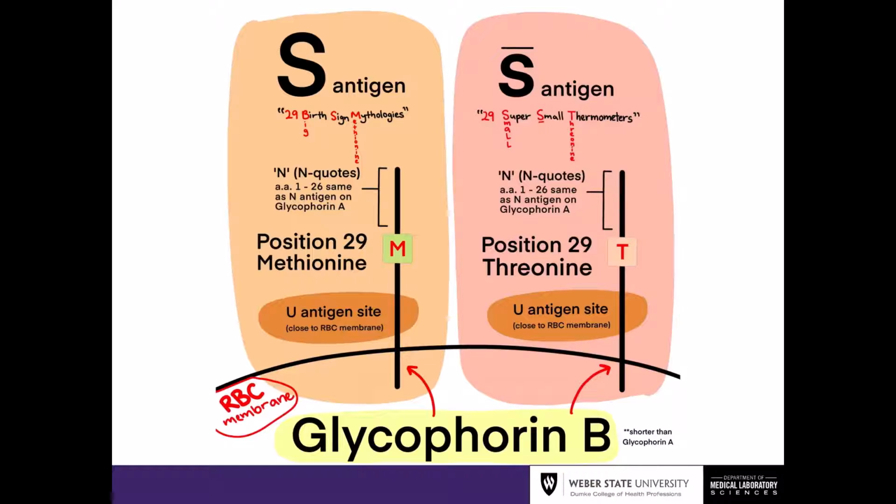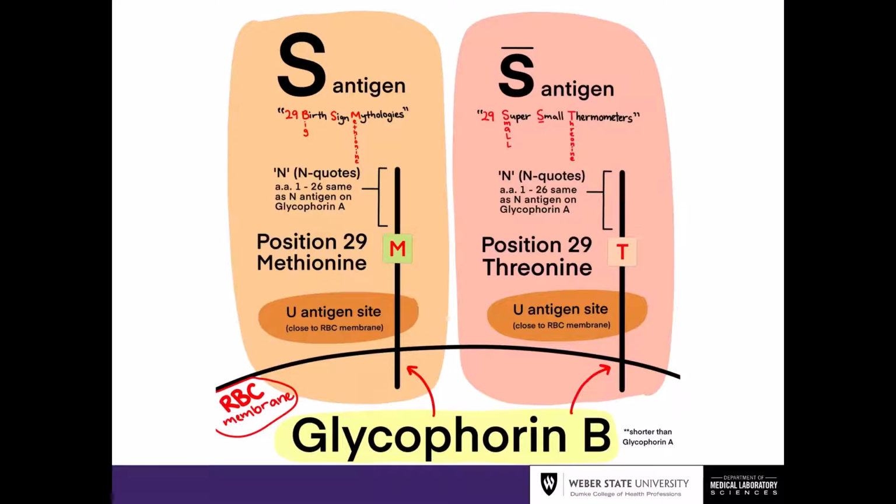Stepping aside from the required material for the exam, the tops of both glycophorin Bs, shown in brackets up here, share the same amino acid sequence as the first 26 amino acids in the N antigen located on glycophorin A. In effect, they mimic the N antigen. This is termed N quotes activity, and it is important for one kind of rare anti-N antibody that can develop in individuals that are both N negative and lack glycophorin B entirely.